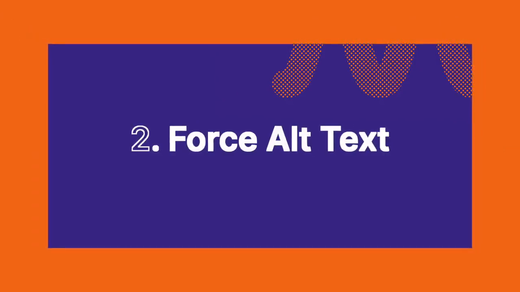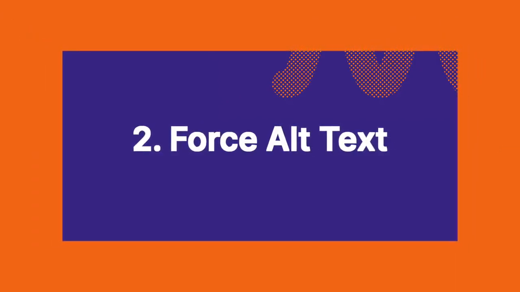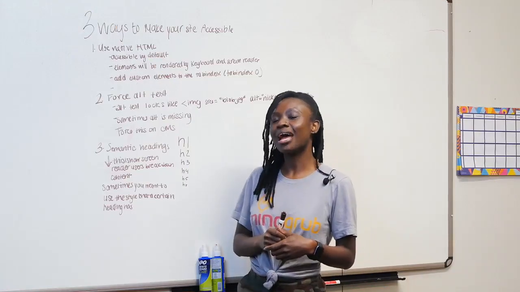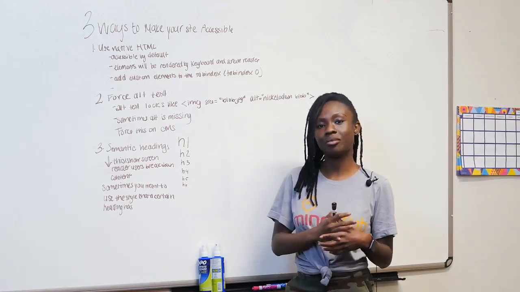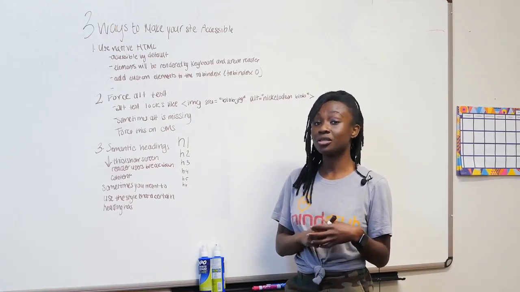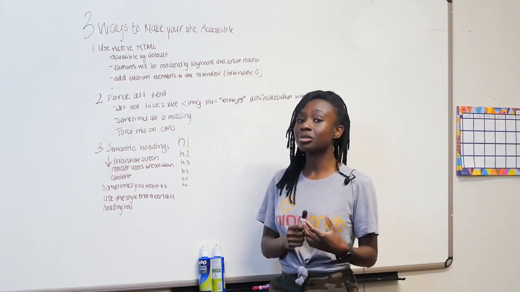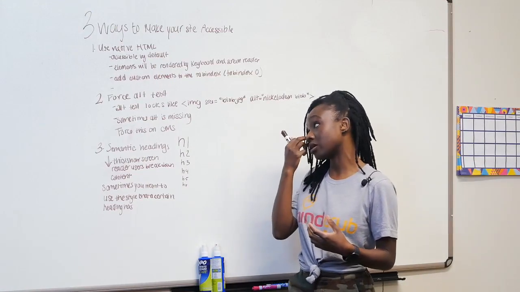The second thing you can do is force alt text. Now force, that sounds, well, actually very forceful. But what I mean by that is in the content management system, you can make sure that a media upload is not complete until it has alt text on it.